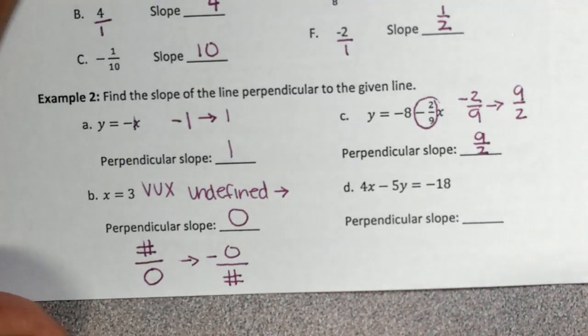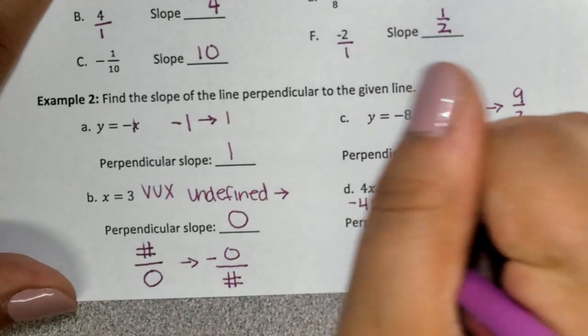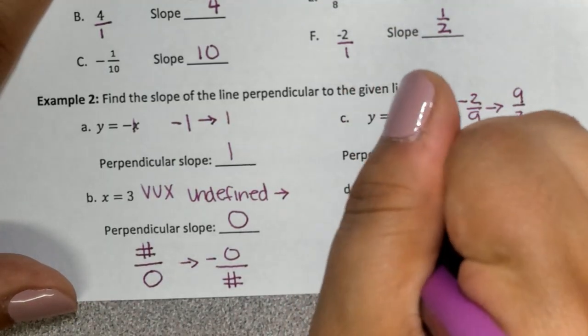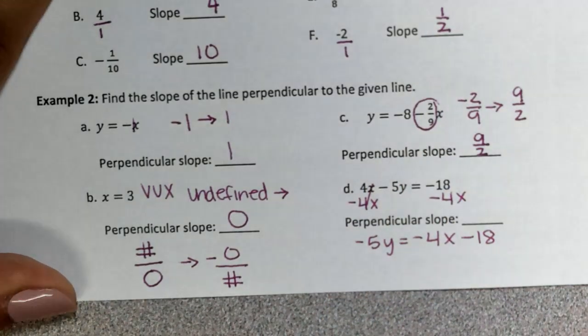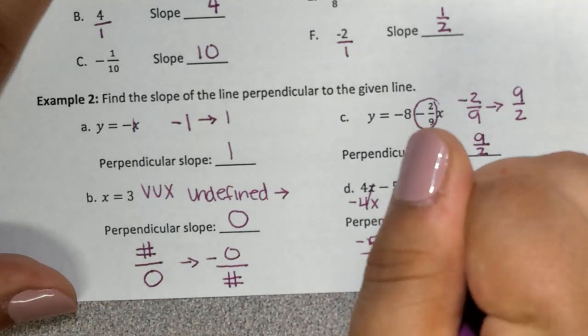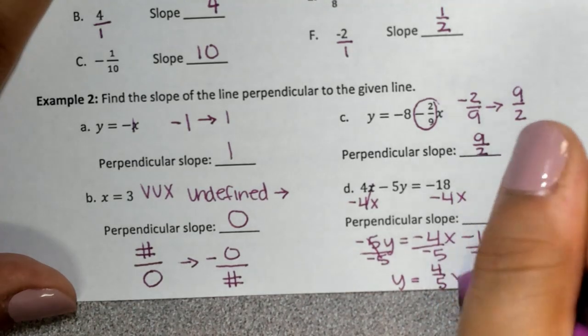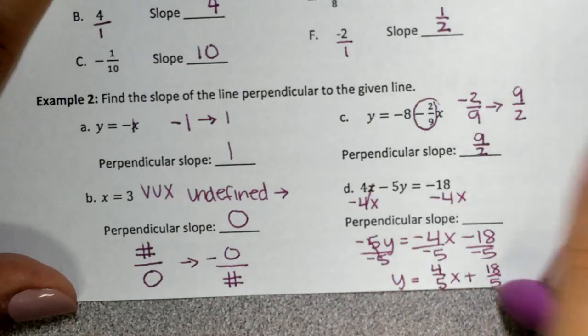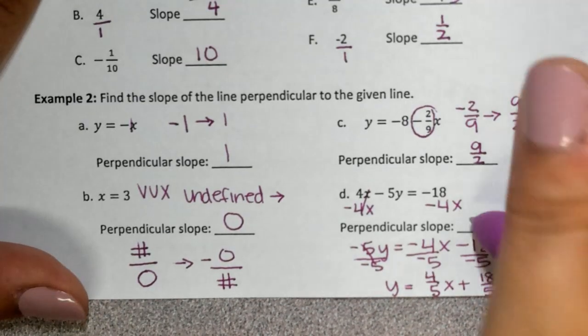What about this? I got to subtract 4x from both sides. So that is going to give me negative 5y equals negative 4x minus 18. Then what? A negative divided by negative is a positive. It's 4/5. You still have to do the opposite reciprocal. Switch and flip, and what do we get?